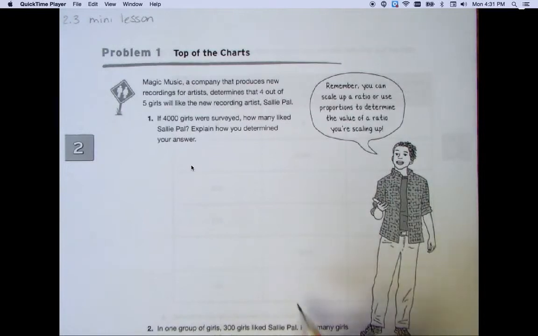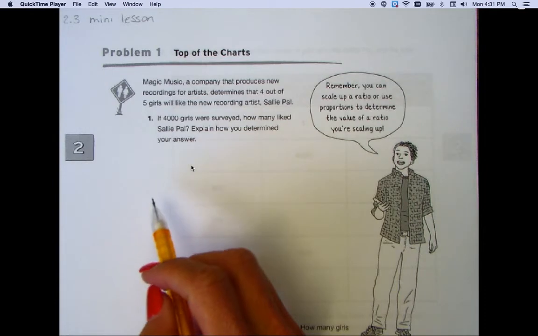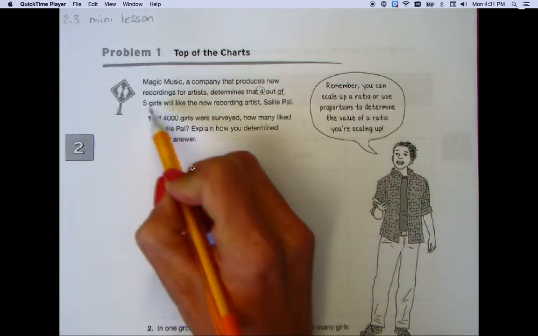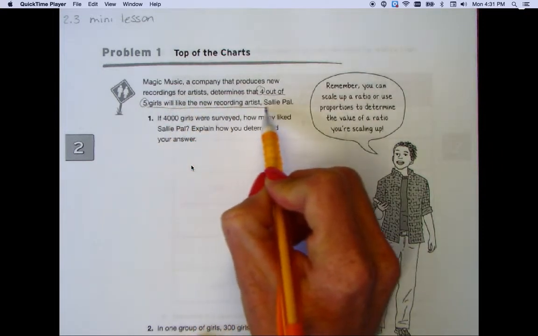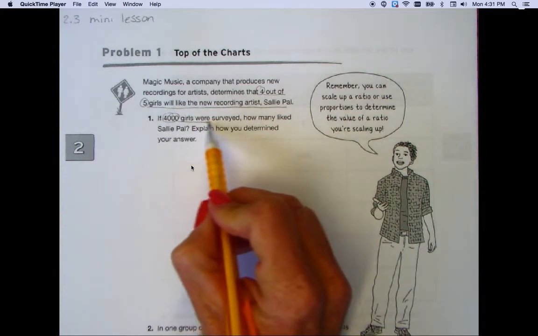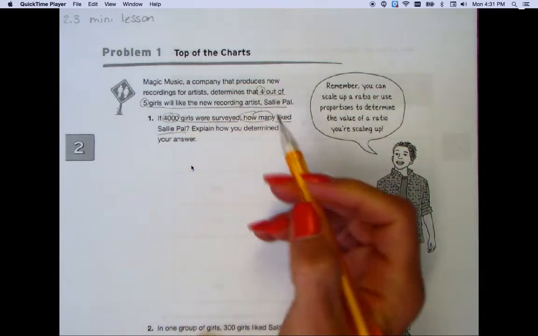Mini lesson for lesson 2.3. Magic Music, a company that produces new recordings for artists, determined that 4 out of 5 girls will like the new recording artist Sally Pal. If 4,000 girls were surveyed, how many like Sally Pal?